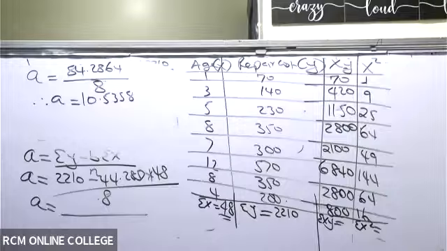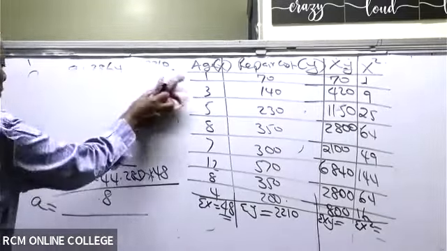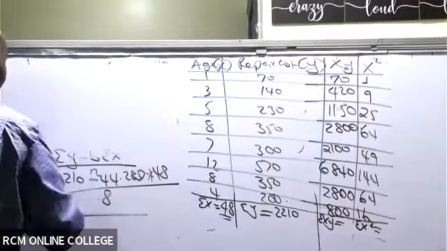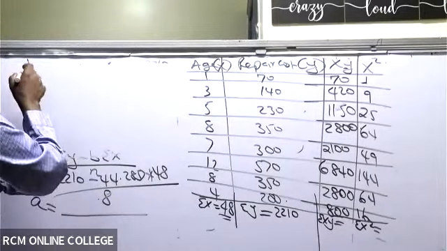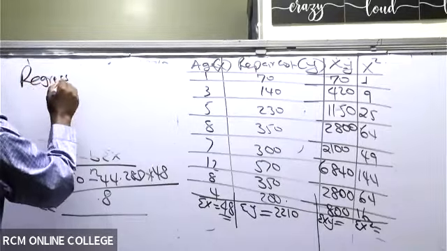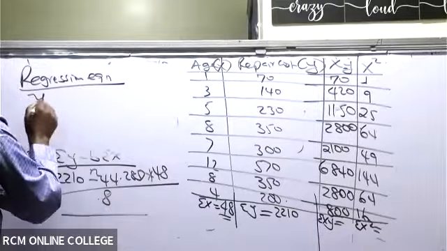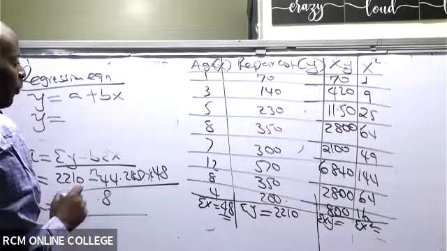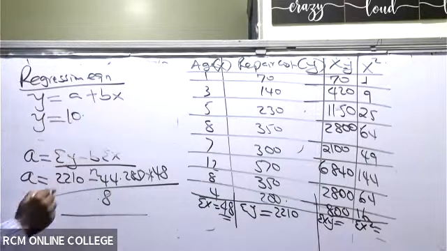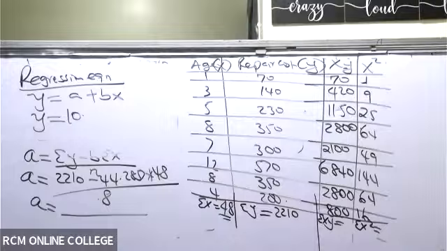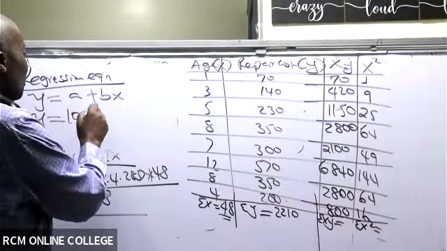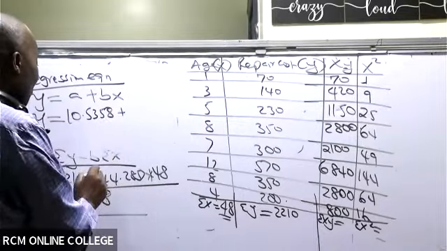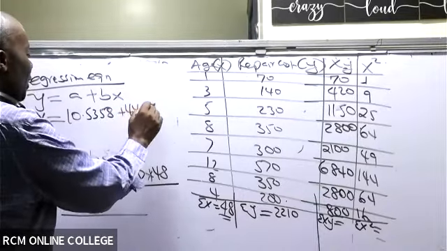All right, ladies and gentlemen, in this case we should be able to write what we call the regression equation. Remember that our regression equation is y equals a plus bx. So my y will be equal to a, which we got here. I remember it was 10 point something, 10.5358, plus b, which is 44.2857, x.